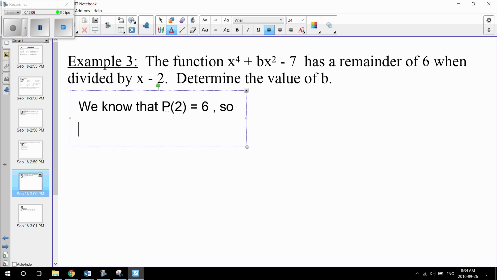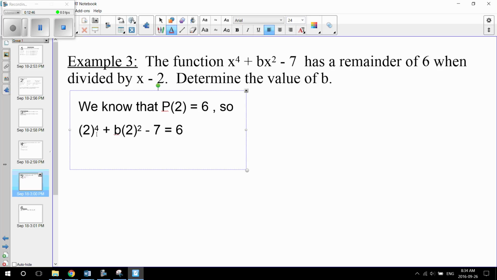So when we write this out, in our function here, we're going to plug in the value of 2 where we see an x. So we're going to have 2 to the power of 4 plus b, we don't know that value, times 2 squared, minus 7. And we know that this all needs to be equal to 6. This is just our function with the value of 2 plugged in.